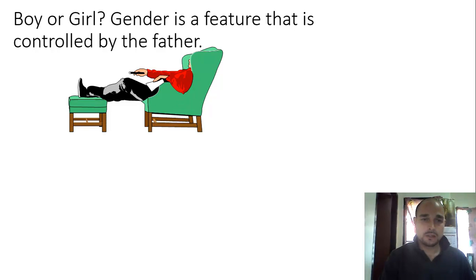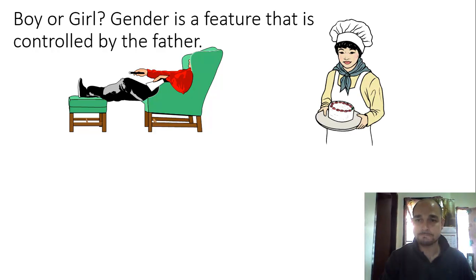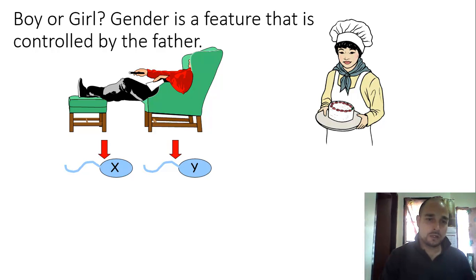There he is, kicking back on the chair with his remote control. And mom just made a nice cake. Okay, from the father, that's what I'm talking about. Father is going to provide sperm for fertilization, make offspring, and the father will contribute either an X or a Y gene, and the gene is for that feature that we call gender. Okay? So the mother, she can only give an X. So that's why it's controlled by the father.